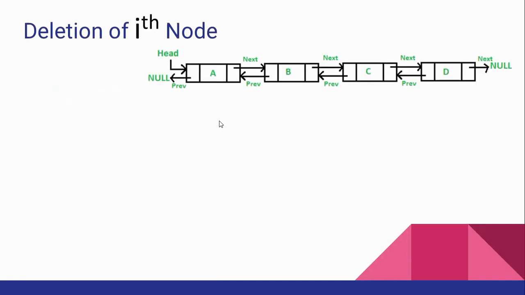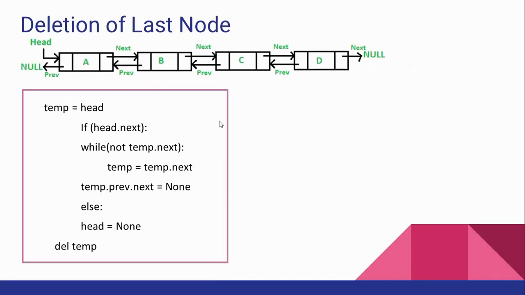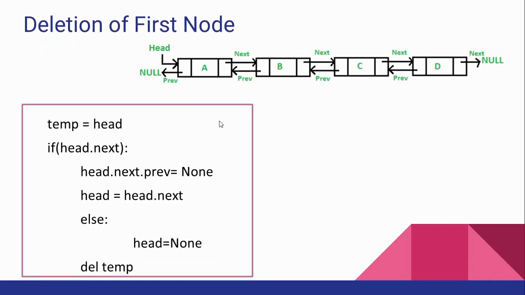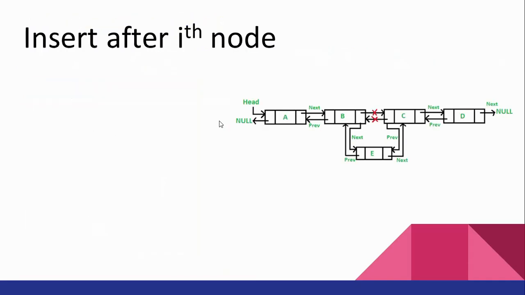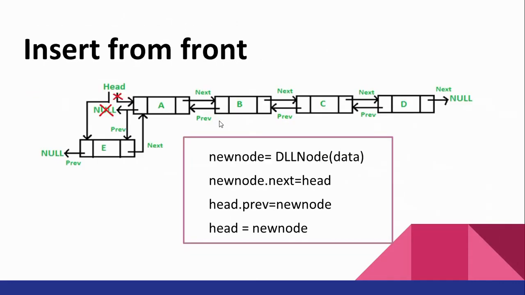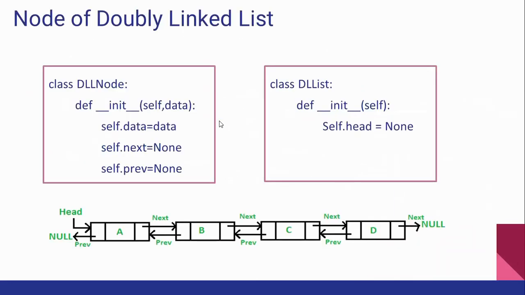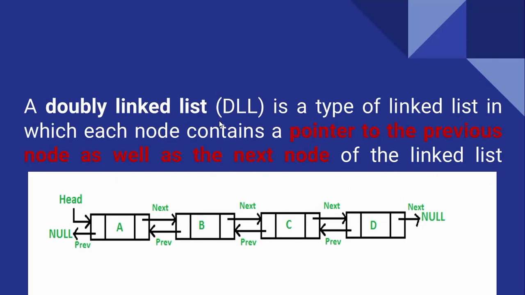Okay, so far we have learned about the doubly linked list. In the doubly linked list, both insertion and deletion are possible. Insertion can be done at the front, at the back, as well as at some ith position. Similarly, deletion can also be carried out at the beginning, at the end, as well as at some particular position. Based on the requirement, it can be executed.